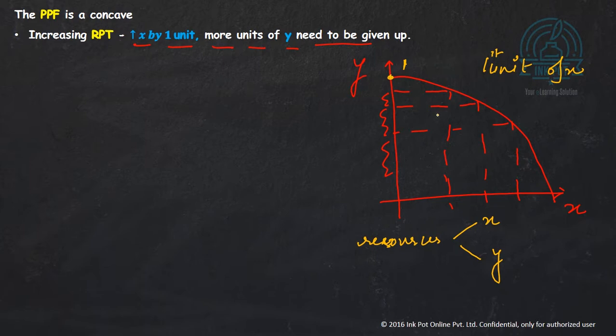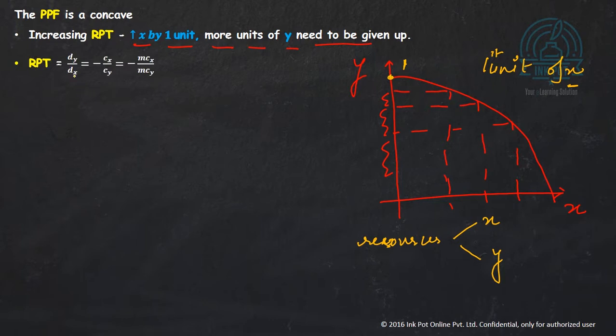But subsequently, when I want to increase more and more of x, my least productive resource in y I have already used, which means the next resource that I give up for x, I will have to give up a little more of y because the amount of resource that I'll need to take out will also be a little more, right? So that's a very simple inherent reason. But the main reason, the first reason, is the RPT. RPT is the slope of the PPF.